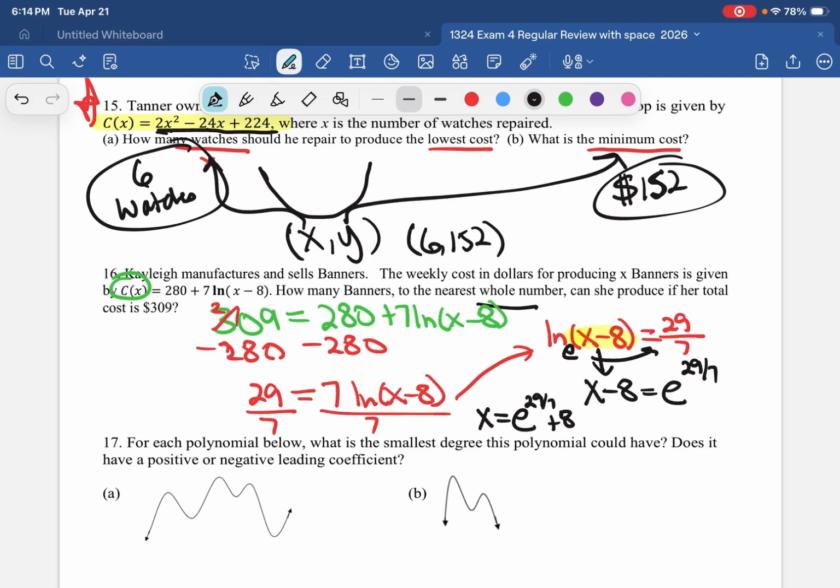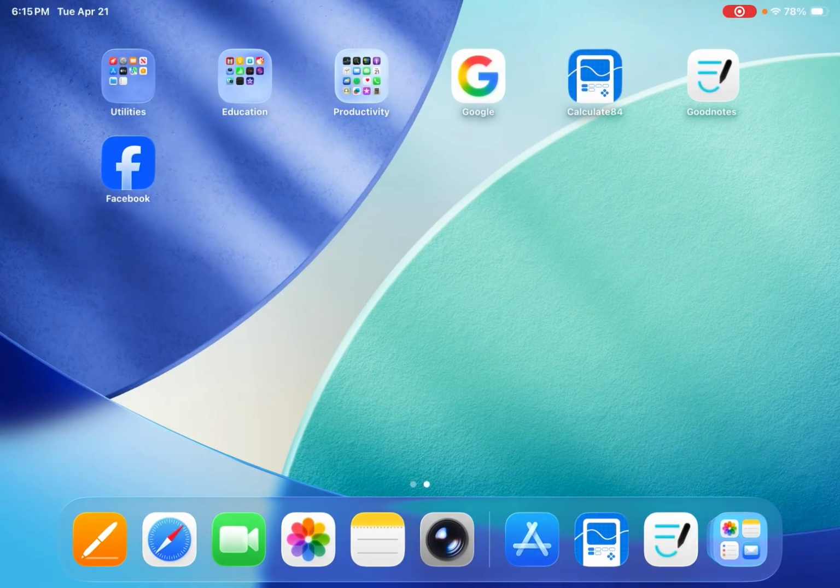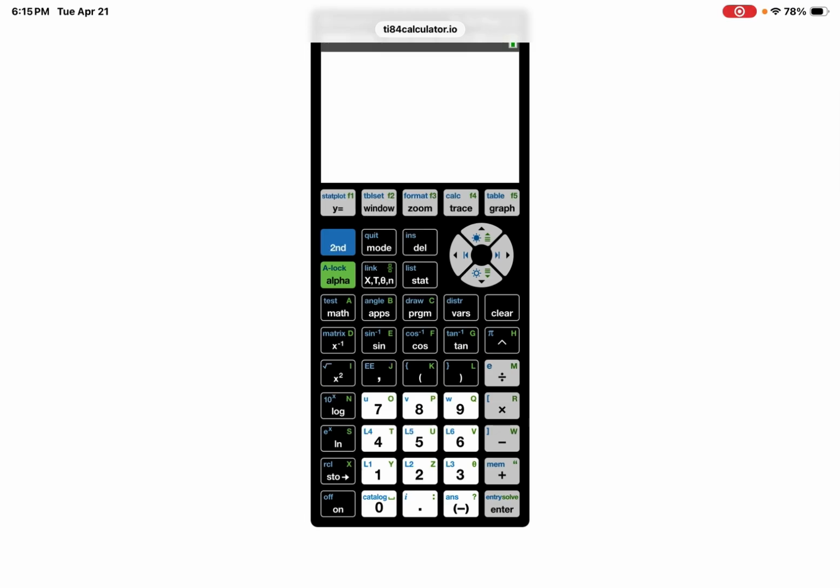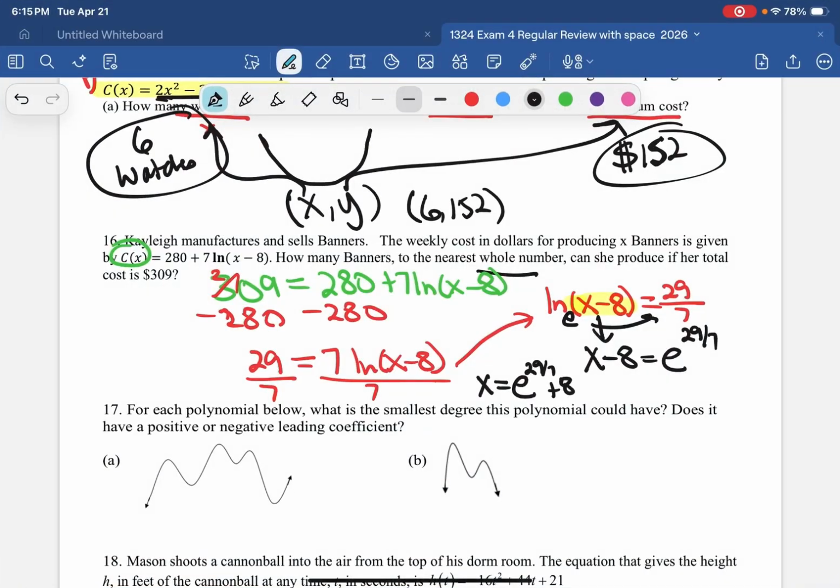It's a word problem, so that doesn't make a whole lot of sense. We need an actual number, and it says round to the nearest whole number. So I'm going to type e to the 29/7 plus 8 into the calculator, and I get 70.98. It says round to the nearest whole number, so that would be 71.